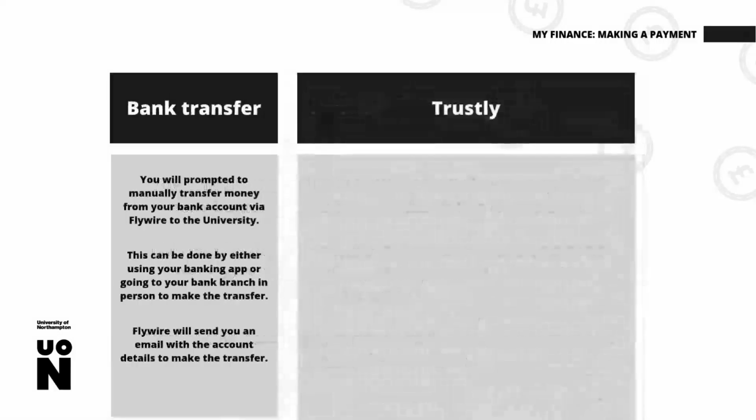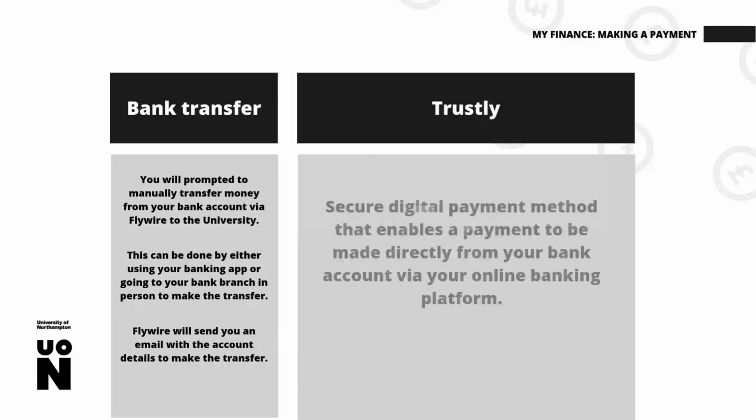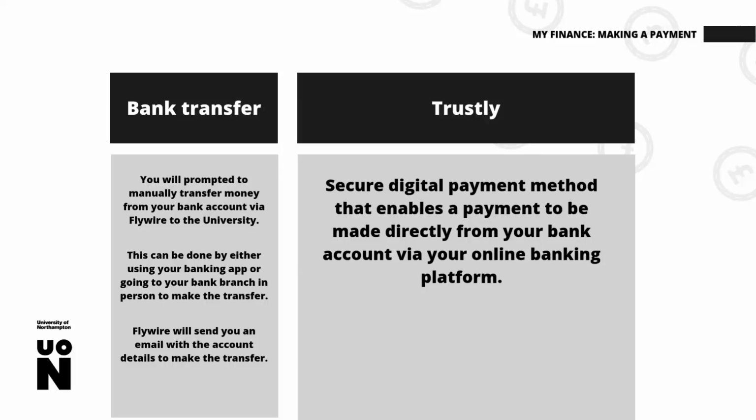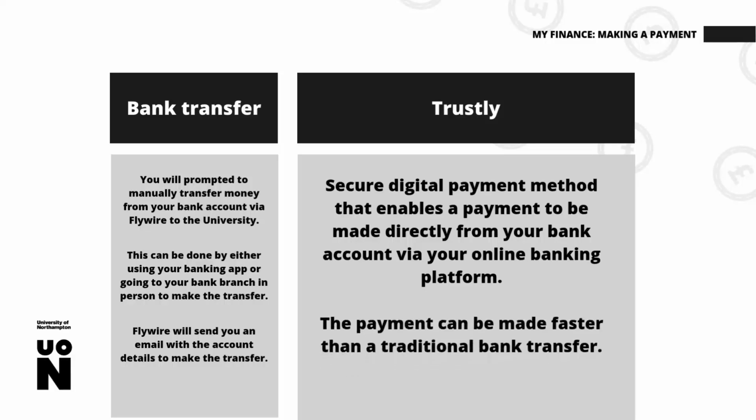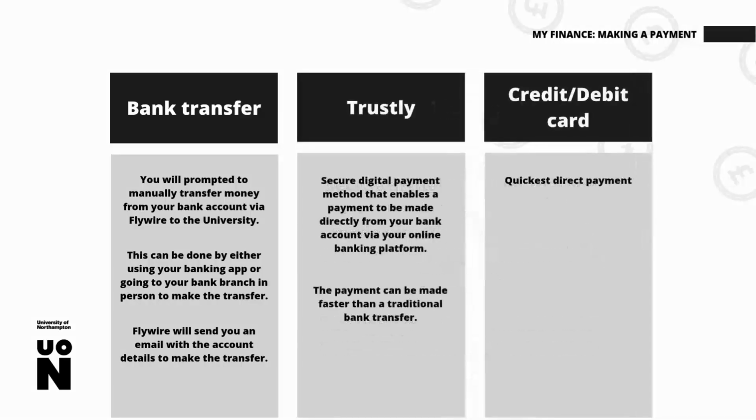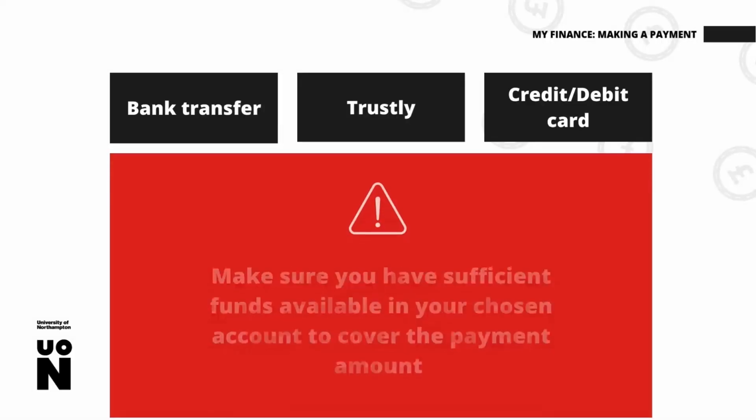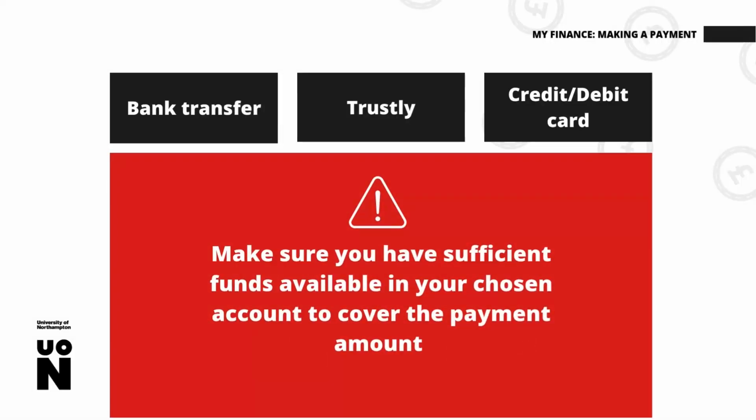The second option is Trustly. This is a secure digital payment method that enables a payment to be made directly from your bank account via your online banking platform. The payment can be made faster than a traditional bank transfer. The final option is a credit or debit card, which is the quickest payment available. Whichever method you choose, make sure you have sufficient funds available in your chosen account to cover the payment amount.